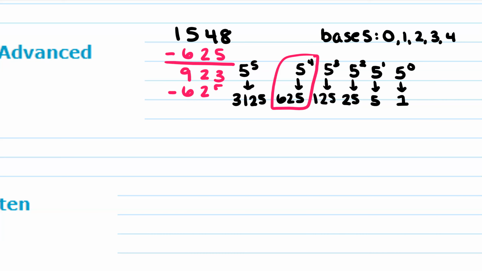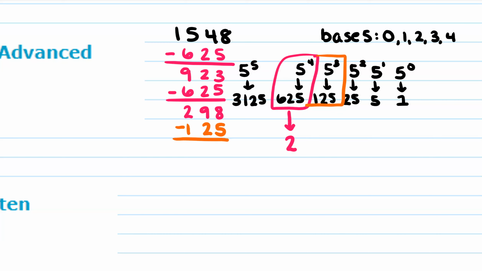So I think I could do it again, right? Minus 625. I think that makes 298. Always use your calculator. Always double check. So 923 minus 625 is 298. Hey, I did it. Okay. So how many times did I subtract 625? 2 times. And then I couldn't do it anymore. So I'm going to move to the right and I'm going to look at 125. 298 is bigger than 125, so I'm going to subtract 125.